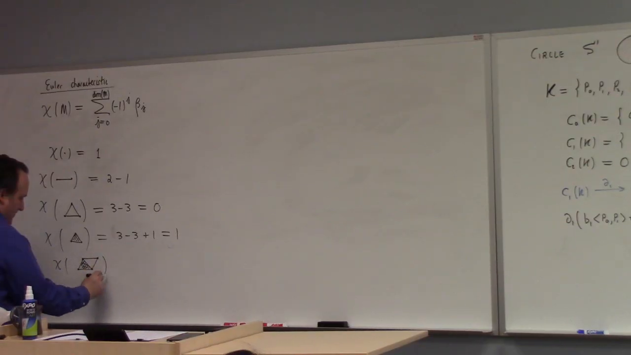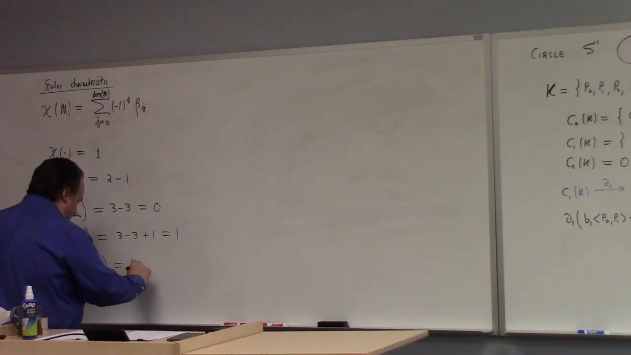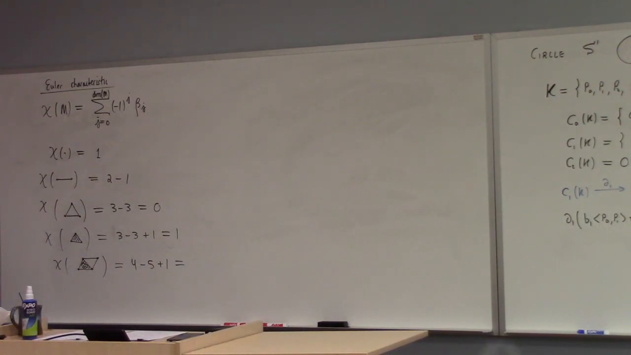This one's weird. All right. And that one is 4 minus 5 plus 1 equal to 0.